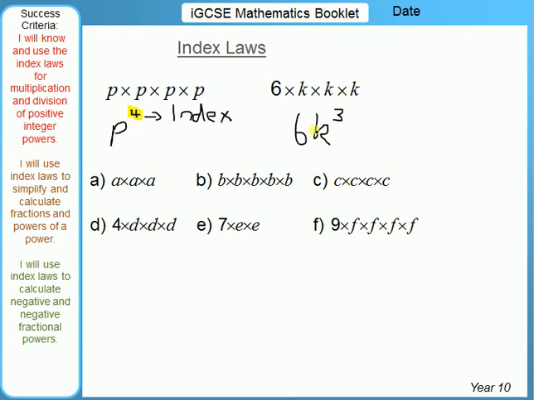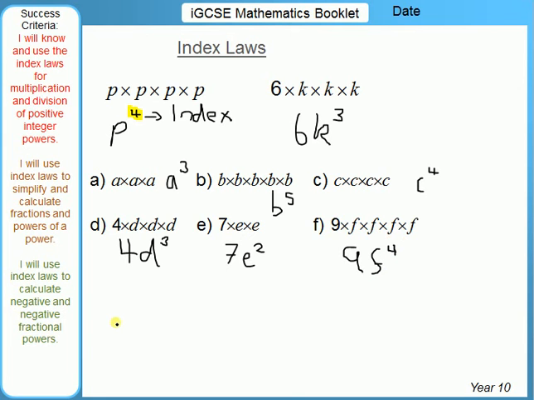Okay, so you should have got the answers A cubed, or A to the power of 3, B to the power of 5, C to the power of 4, part D, 4D cubed. Remember, the D and the 4 are separate here. The next one is 7E squared, or 7E to the power of 2. And lastly, 9F to the power of 4.